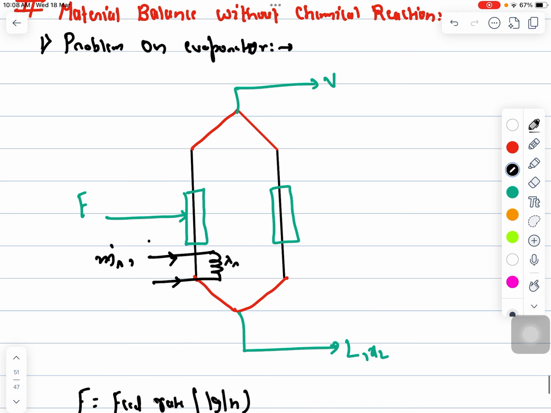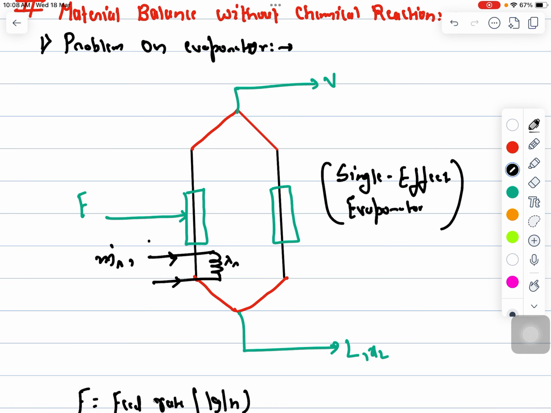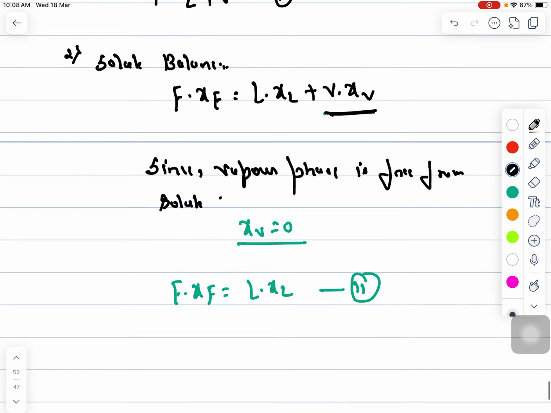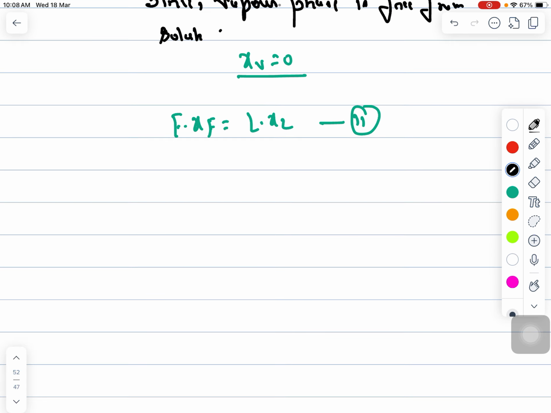This is called the single effect evaporator, right? That's great. Now coming to the multiple effect evaporator, how do we perform the material balance in a multiple effect evaporator?